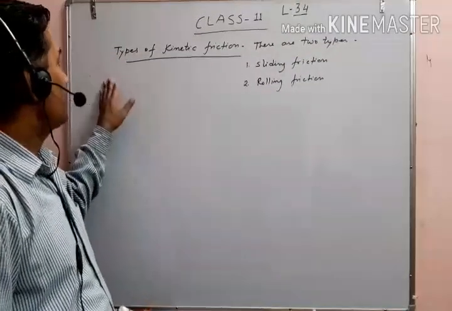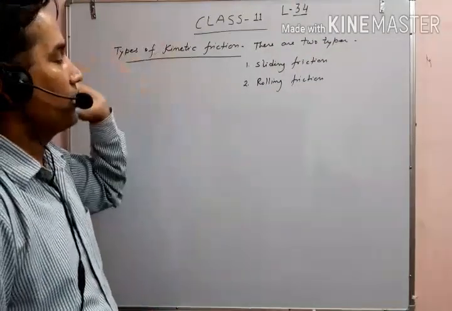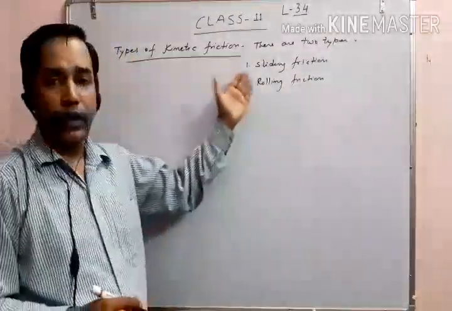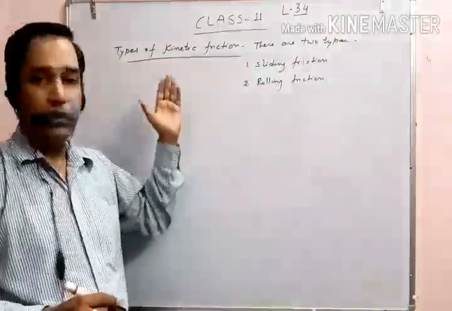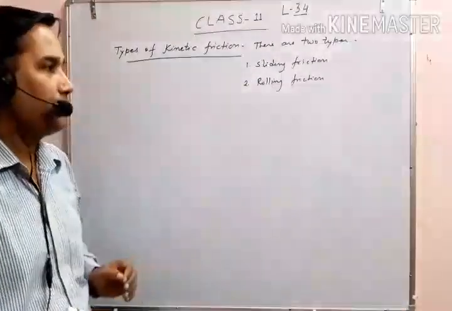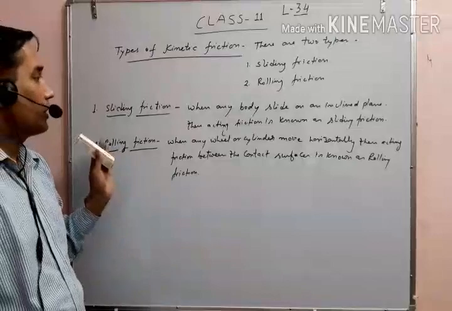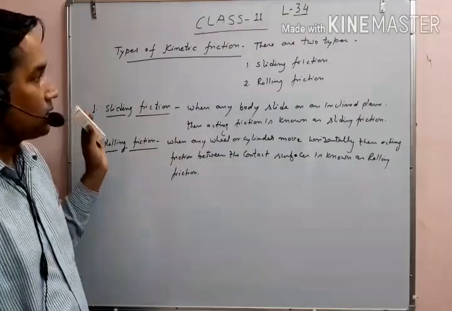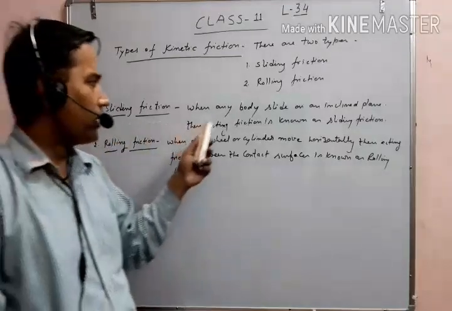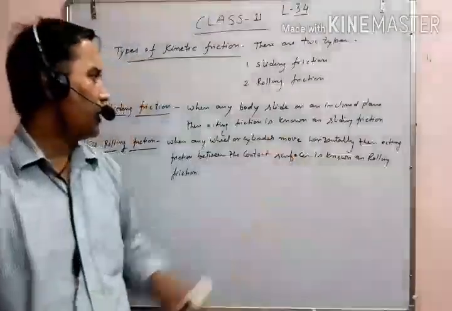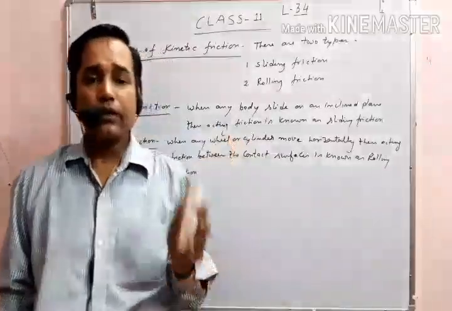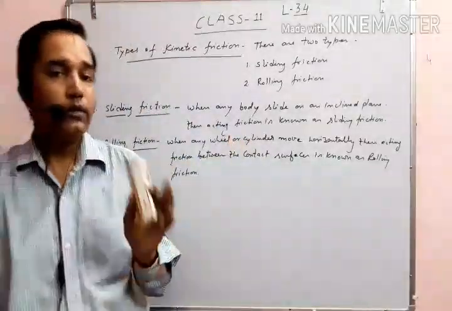But now the next topic is types of kinetic friction. There are two types of kinetic friction. Number one, sliding friction. Number two, rolling friction. Now the first topic is sliding friction. What is sliding friction? When any body slides on an inclined plane, then the acting frictional force between the contacts of both surfaces is known as sliding friction.